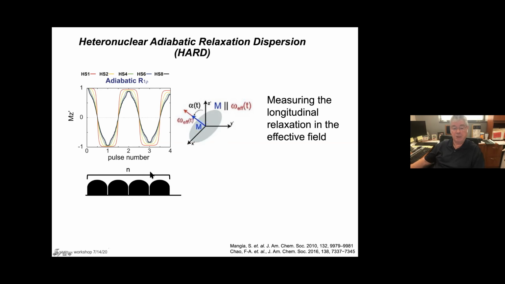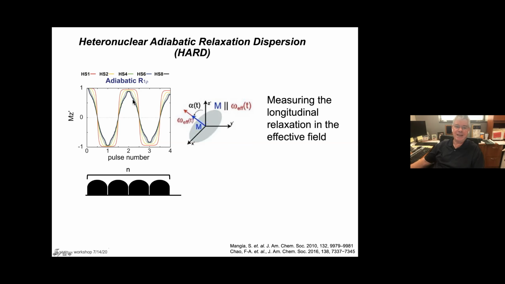We can repeat them in some to measure a decay. And this shows you what the trajectory of the spin is for different shaped pulses. So we're going to use a different shape. We're going to measure it once with one shape, HS1, and then with 2, 4, 6, 8, etc. What you see is there's a different trajectory for each pulse in the longitudinal. This is the R1 rho experiment.